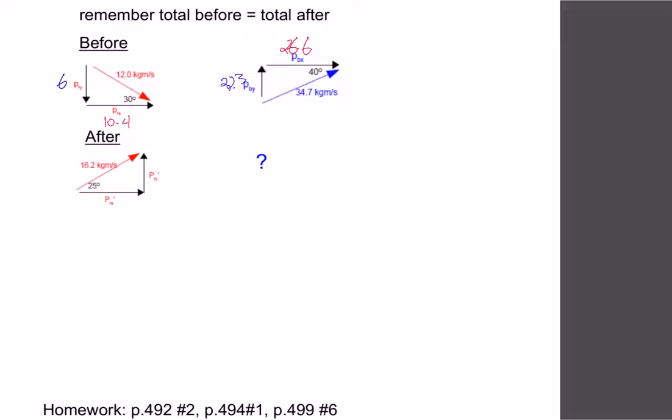Okay, so now our after vectors, we got to do the same thing. We got 25 degrees, so let's do the y direction first. So we'll have sine 25 times 16.2. So that gives us 6.8. And cos 25 times 16.2 gives us 14.7.